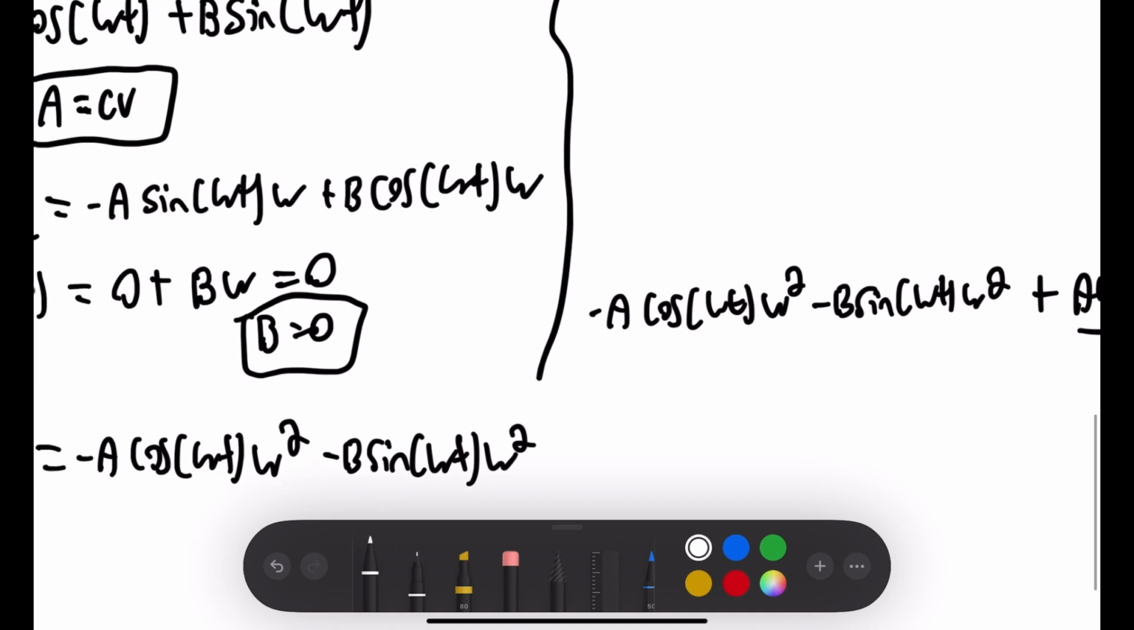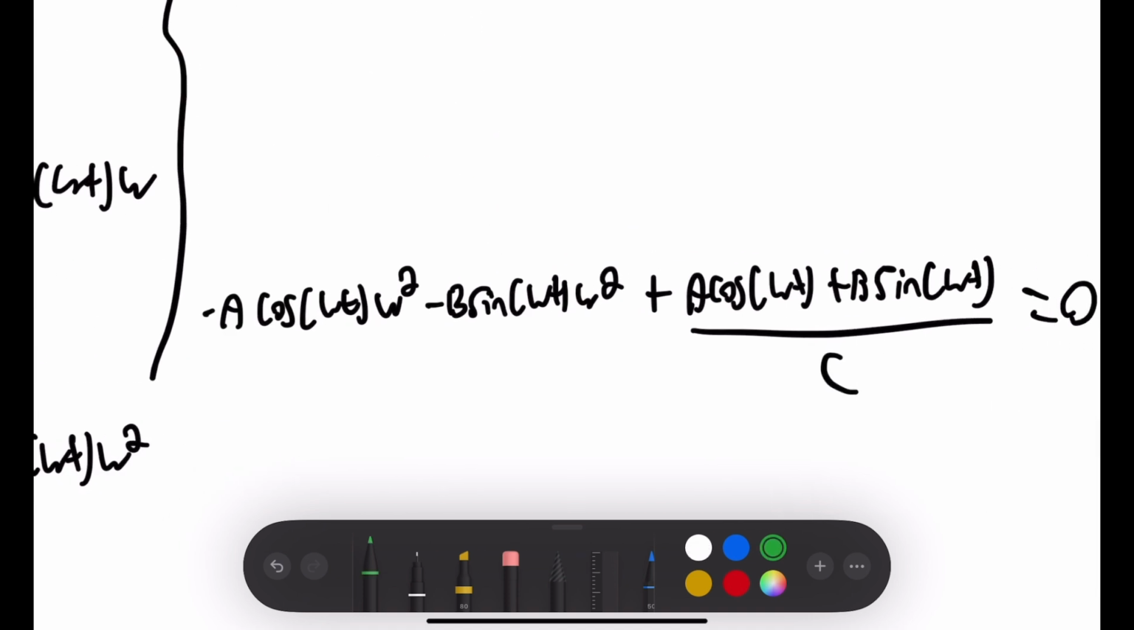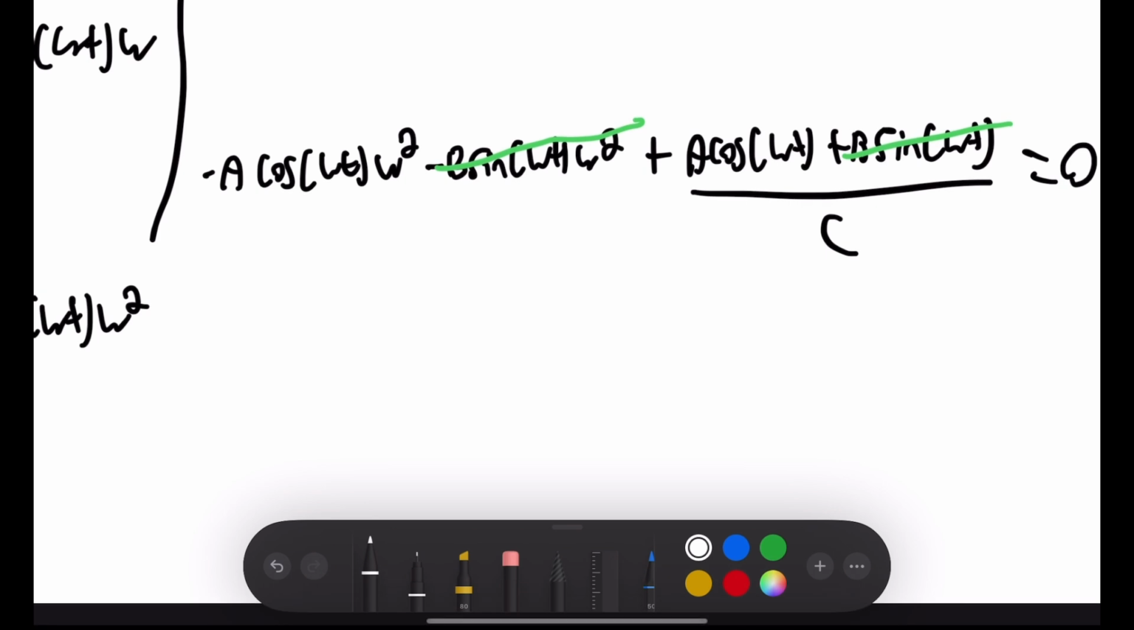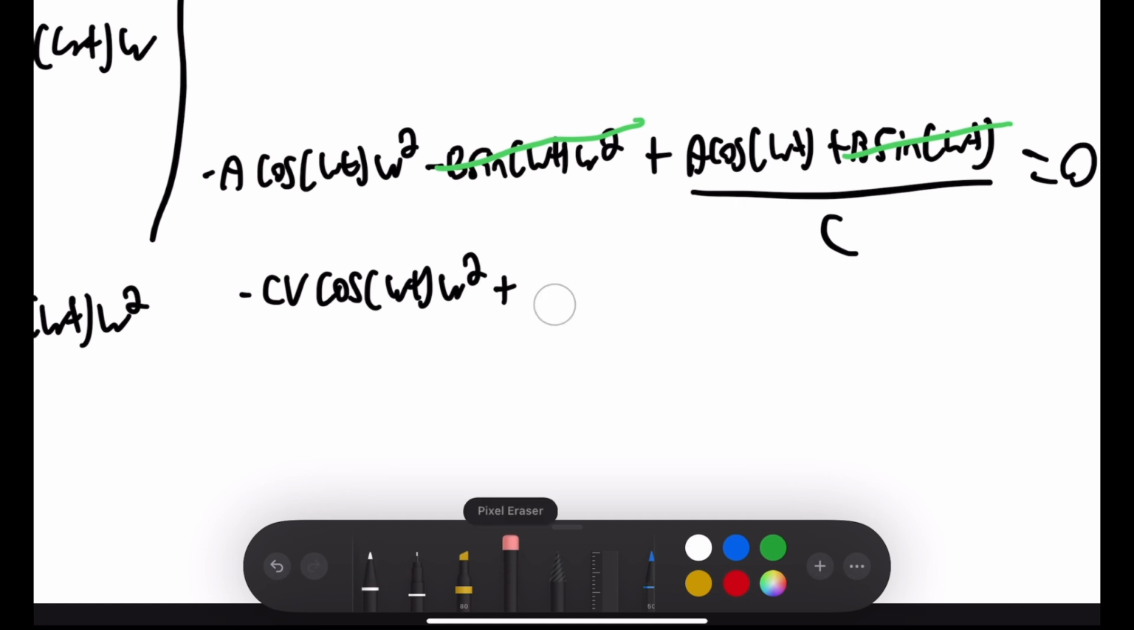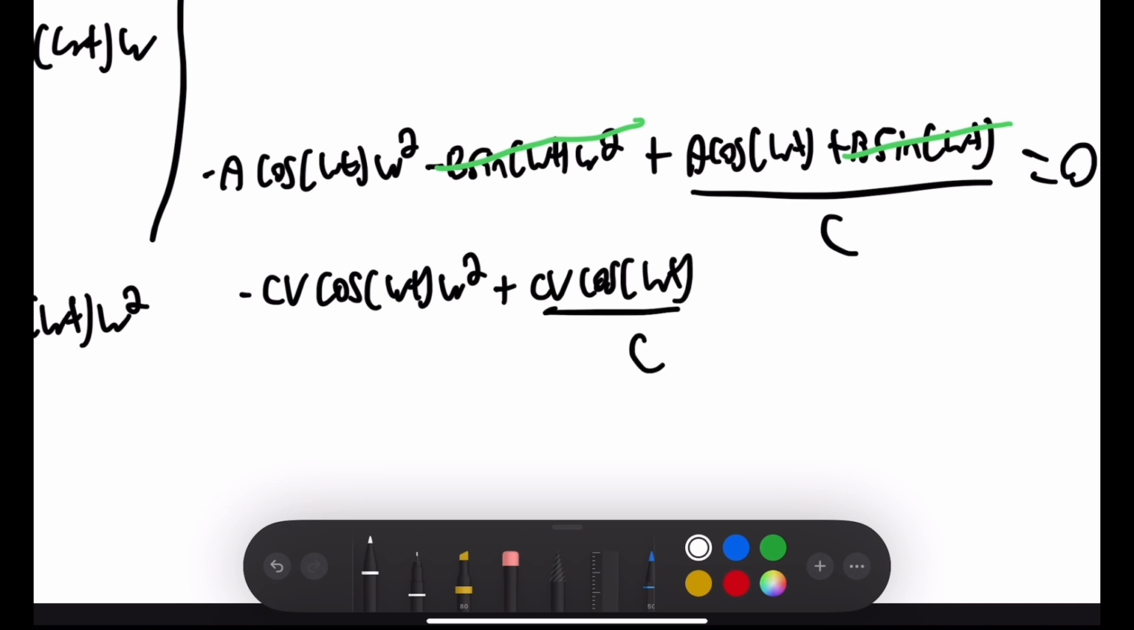Well, I know b was equal to 0, so I can just drop all of this. I know what a is. A is CV. So I have negative CV cosine omega t omega squared plus CV cosine omega t over C is equal to 0. So what I can do is divide by cosine omega t on both sides.